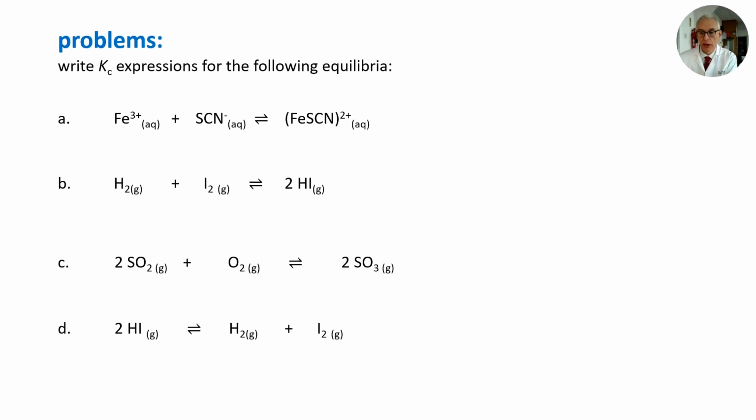So here are some problems for you to try. Pause and write equilibrium constant expressions for A, B, C and D here. So we've got iron and thiocyanate giving us iron thiocyanate. I hope you recognise that from an earlier lesson. Then we've got hydrogen and iodine giving us hydrogen iodide, etc., etc. So pause and write four Kc or equilibrium constant expressions. Come back to check your answers.